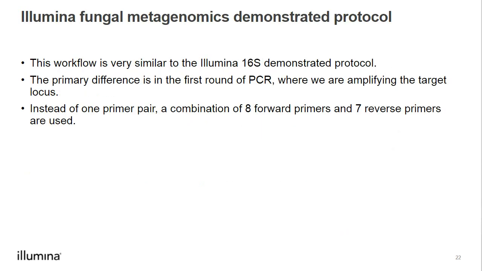This fungal metagenomics workflow is very similar to the Illumina 16S demonstrated protocol. We use the same two-step PCR workflow, same input amount, and the protocol takes the same amount of time. The primary difference is in the first round of PCR when we're amplifying up the target locus. Instead of using a single primer pair, we use a combination of 8 forward primers and 7 reverse primers. Using a mixture of forward and reverse primers enables us to better amplify from a diverse range of fungal species.